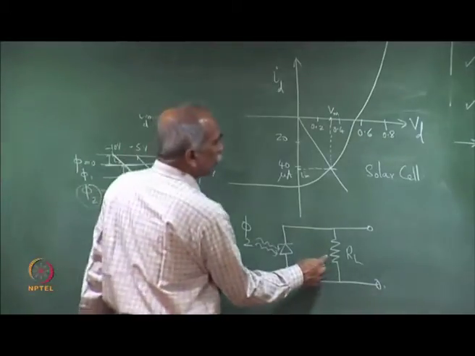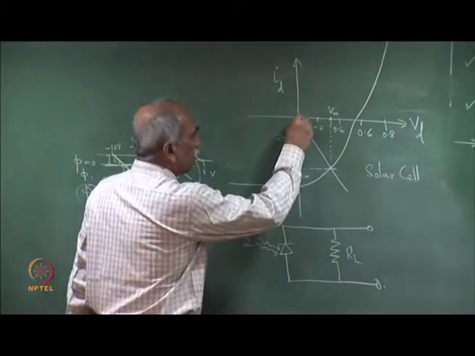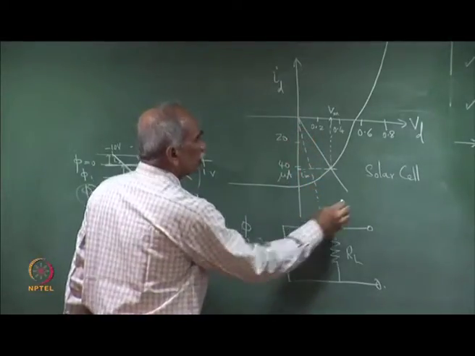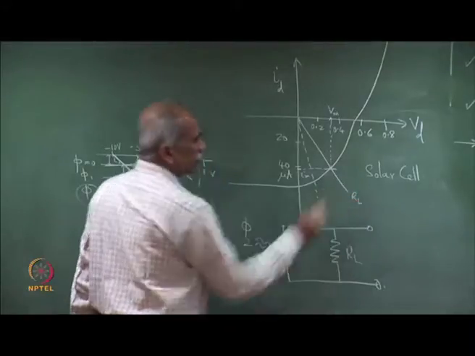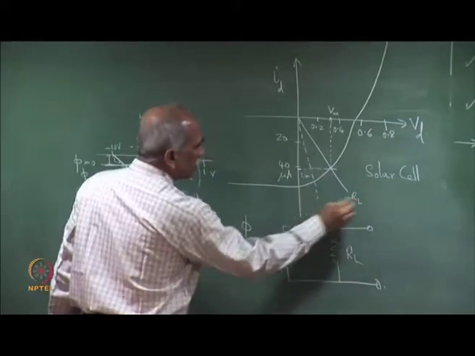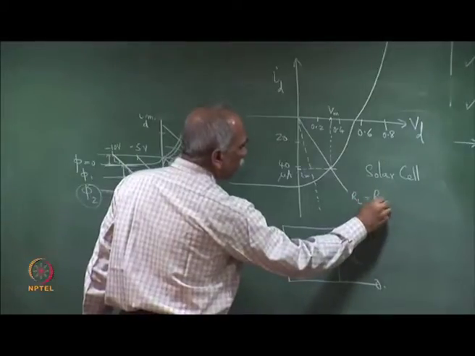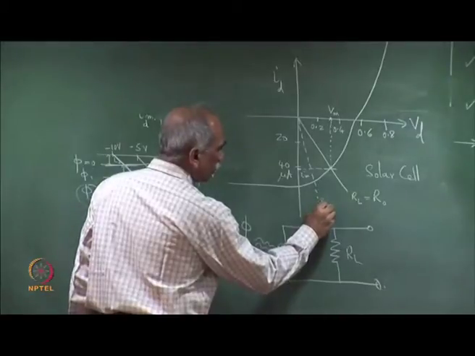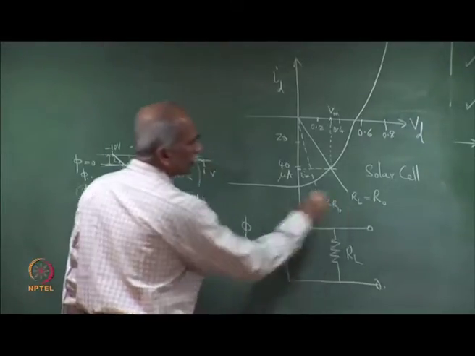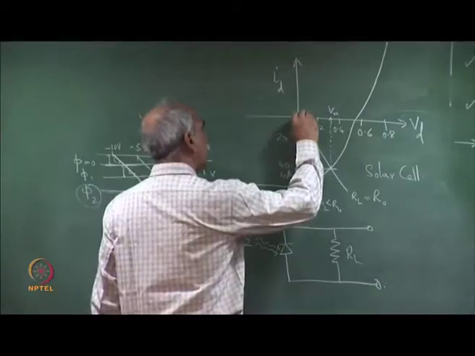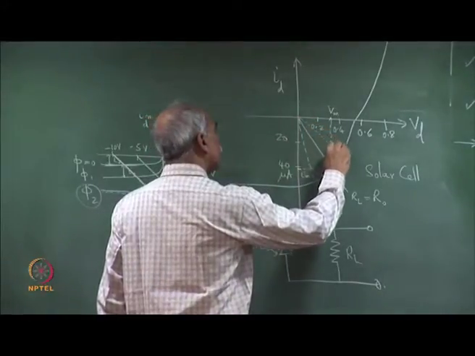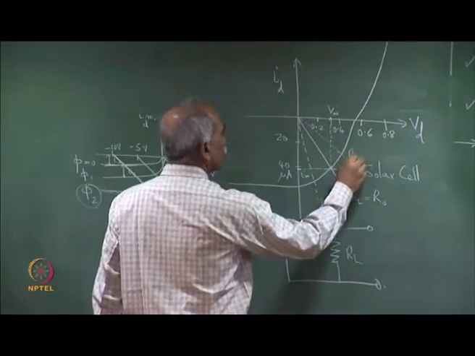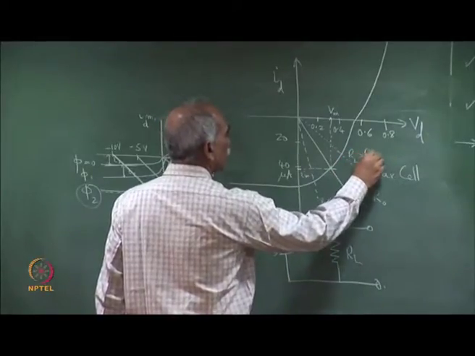Obviously, the slope is 1 by R L depending on the choice of R L. If I use a smaller R L, we will have a load line which is like this. So, this is for R L equal to, let us say, R 0, some number. Then this will be R L less than R 0, and if I use a larger resistance, then this will be the load line corresponding to R L greater than R 0.